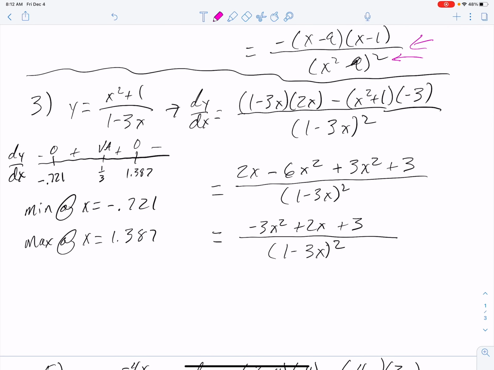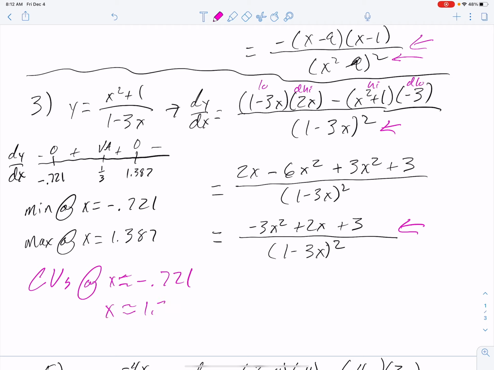Number 3, same thing. I start with my derivative. I've got my low d high. I've got my high d low. I've got low. I simplify to get my derivative. Now, my numerator, I'm going to have to put into my calculator to come up with my zeros of the derivative, or in other words, my critical values. Sorry, for some reason I didn't list that. Once I come up with my two values from the calculator, I'm able to set up my sign pattern.